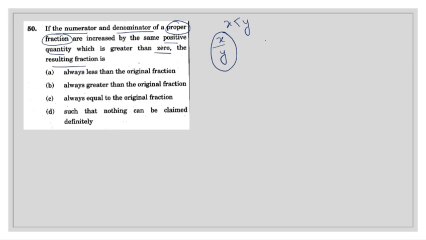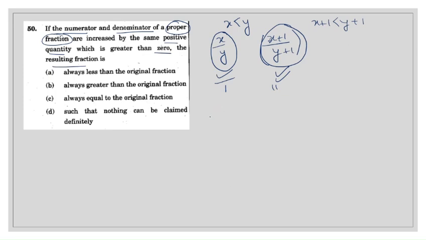So any positive quantity which is greater than 0 we can take. We can just simply take 1. So if we increase the numerator and the denominator by 1, for example x plus 1 and then y plus 1, then they say the resulting fraction. So this is the resulting fraction that we have received. Obviously, since previously x was smaller than y, here x plus 1 will be smaller than y plus 1. It will still be a proper fraction. So they are asking that if this happens, then the resulting fraction is always less than the original fraction. So basically this is a comparison of these two fractions, the first one and the second one.